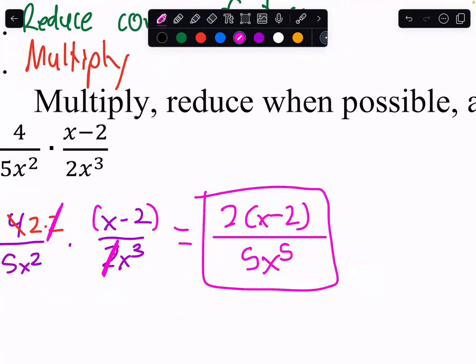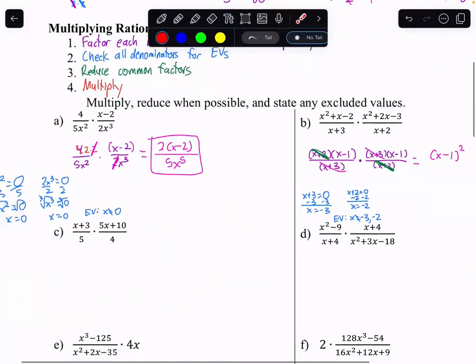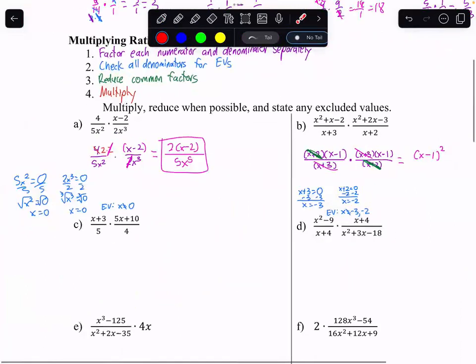No, not unless I specifically tell you to. I would tell you if you need to. I think in general, leaving it in factored form is better because it's more useful for some purposes that we'll learn later in the unit. Okay, so with those 2 examples in mind, go ahead and try part C and part D, please.